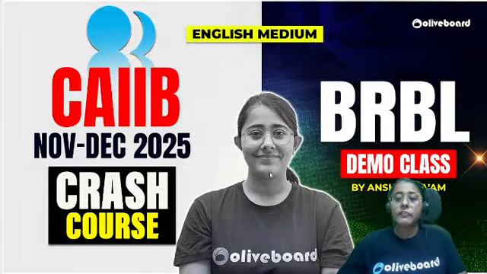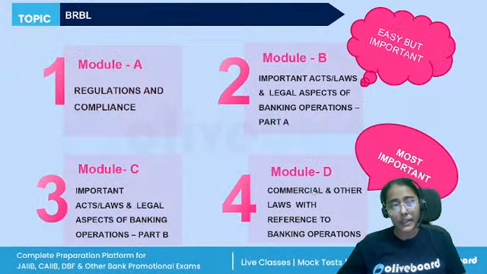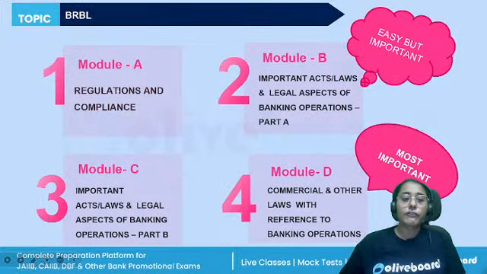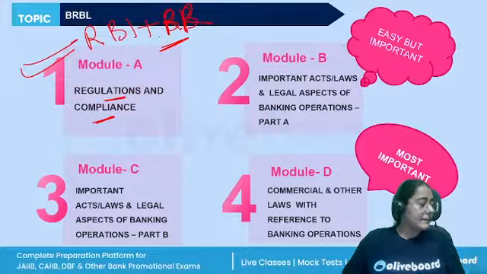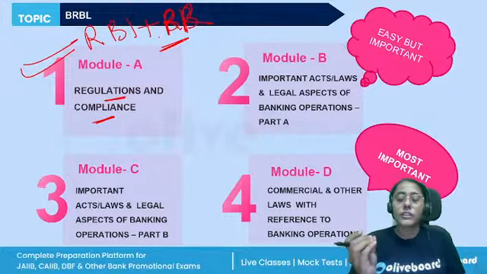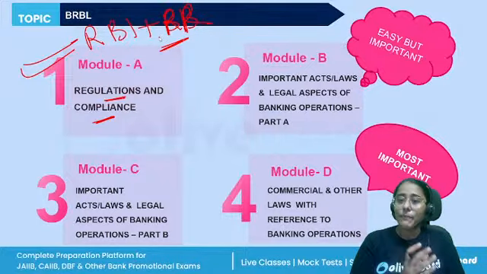All right. First, the basics about our BRBL syllabus, our BRBL paper. We have four modules that we need to cover. Module A, which has 7 units, is completely theoretical. The regulations and compliance, you have to study basically two acts here, RBI Act and the Banking Regulation Act, right? These two acts you need to study. The constitution of banks, the regulation of banking business.